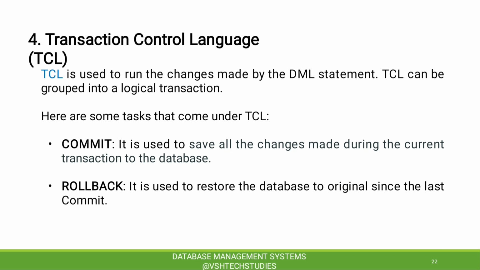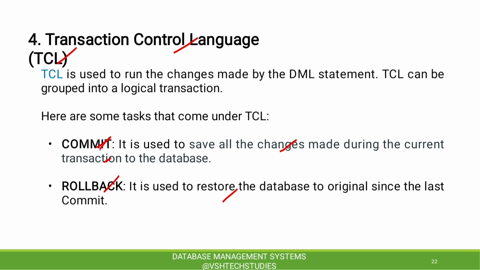Next, the fourth and the last DBMS language is transaction control language, that is TCL. TCL is used to manage the changes made by the DML statements. TCL can be grouped into a logical transaction. So commit and rollback commands come under TCL. The commit command is used to save all the changes made during the current transaction to the database. Rollback is used to restore the database to the original state since the last commit.